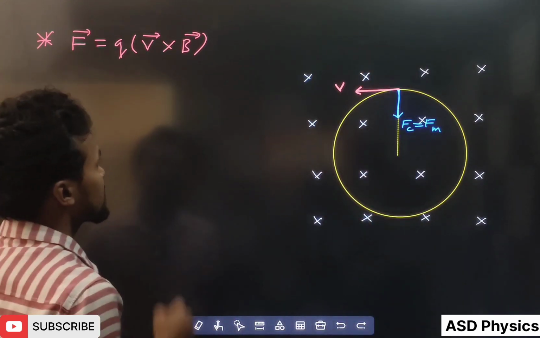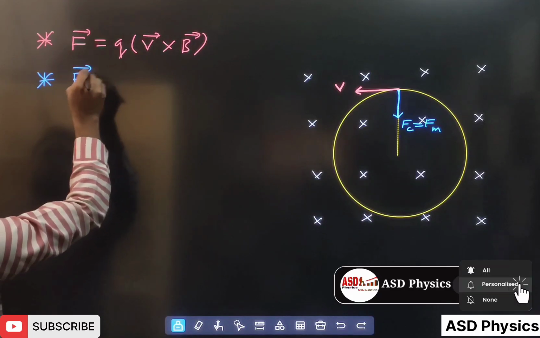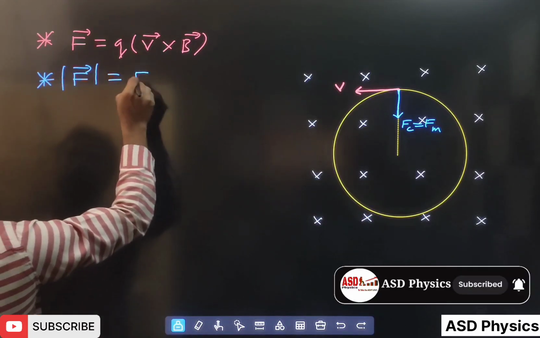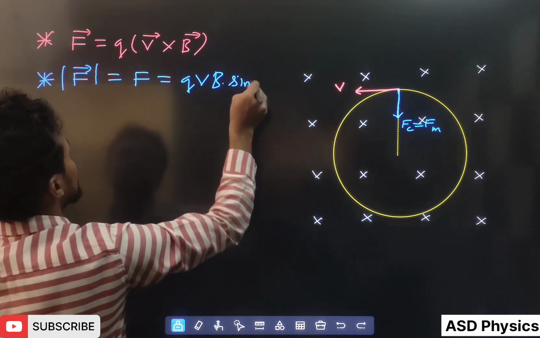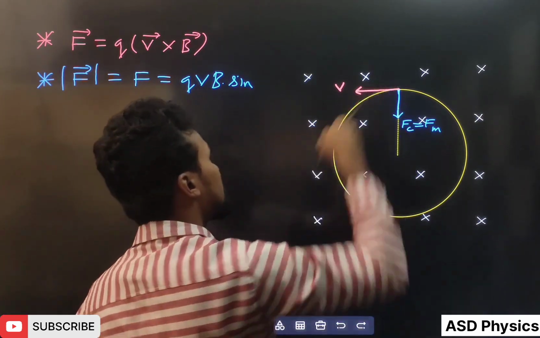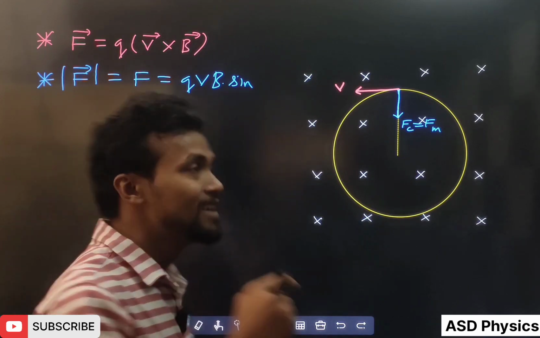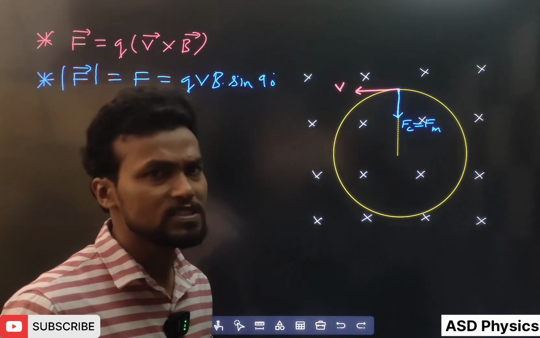Now students, if we talk about the magnitude, the magnitude of force, mod of F, or you can write just F, is given by QVB sine theta. And theta how much here? Velocity is along the x direction, magnetic field along the negative z direction. How much angle? 90 degree. So anyhow it will come QVB, because sine 90 is 1.